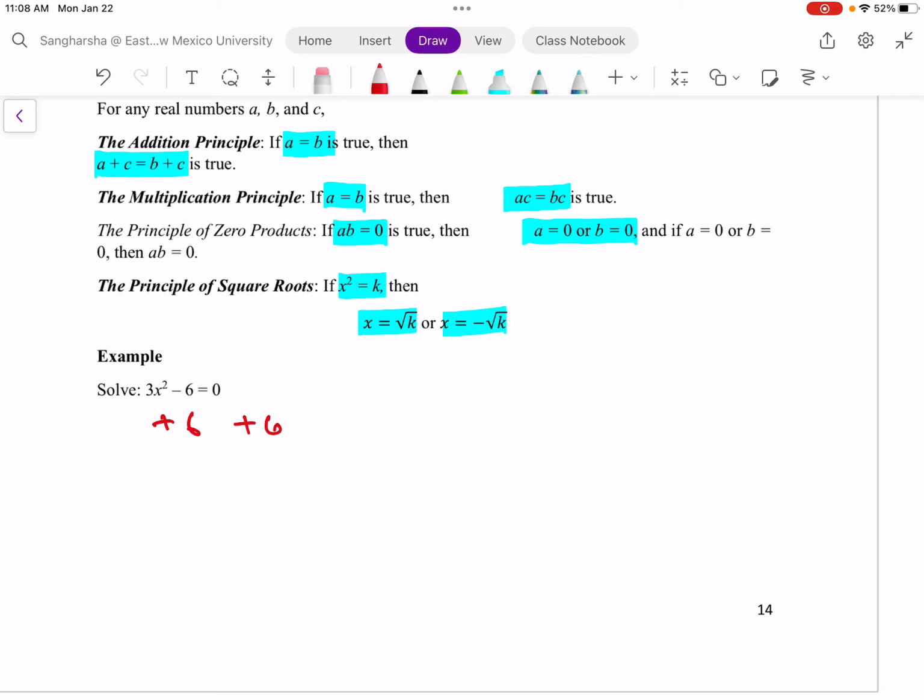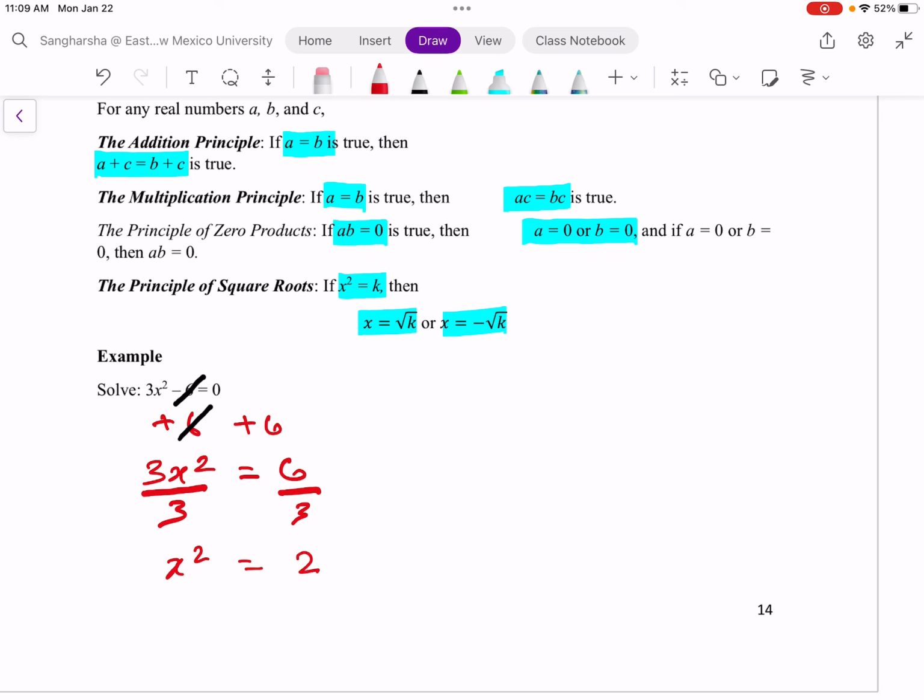After we add 6 on both sides, we have 3x squared. Now negative 6 plus 6 is 0, they cancel, equals 0 plus 6, which is 6. Now what will be the next step? We are trying to make our x alone, and this x has a 3 in the front and it has exponent 2. So divide by 3. We divide both sides by 3. We can divide both sides of the equation by the same number. This is our multiplication principle. So 3x squared divided by 3 is x squared, equals 6 divided by 3, which is 2.